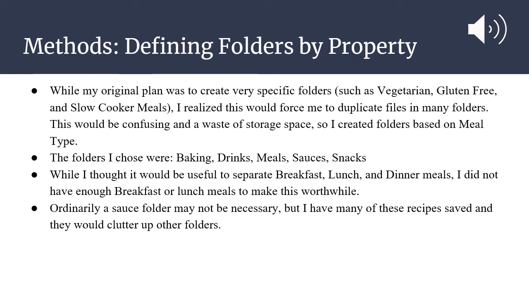My original plan included very specific folder types. However, this would have caused me to duplicate recipes in many folders, which would be confusing and waste space. Based on the amount of recipes I had and the types of recipes I had, I chose 5 folders: baking, drinks, meals, sauces, and snacks.